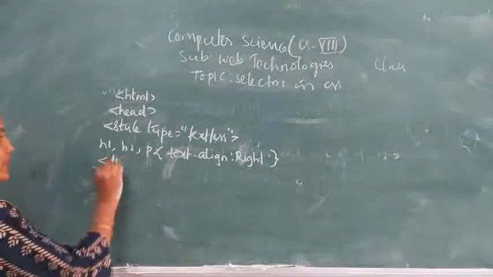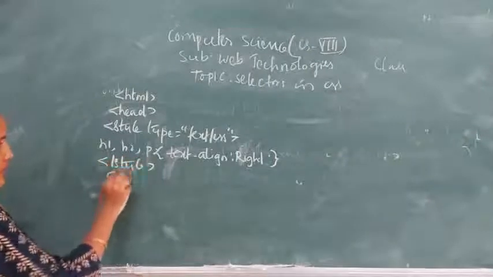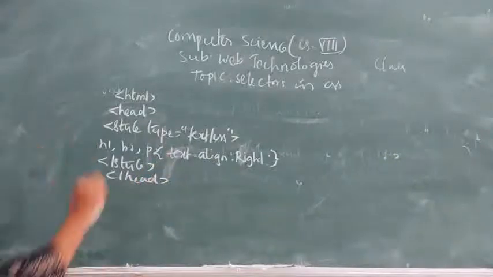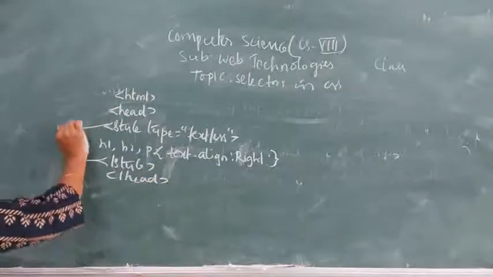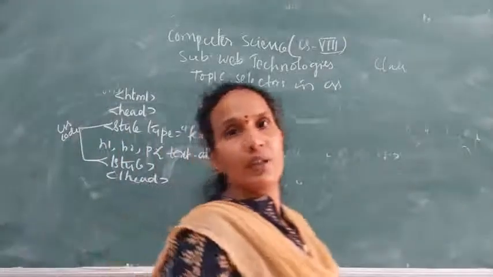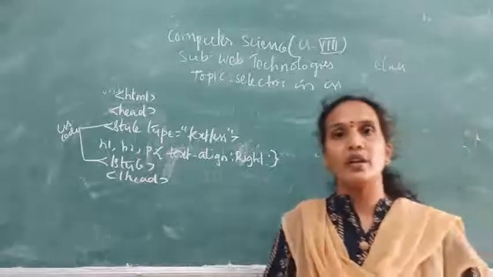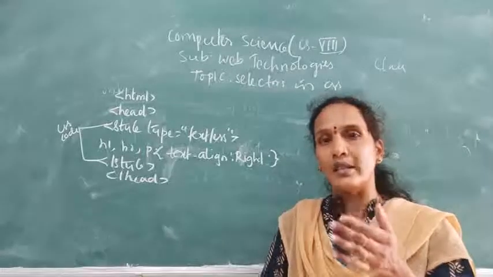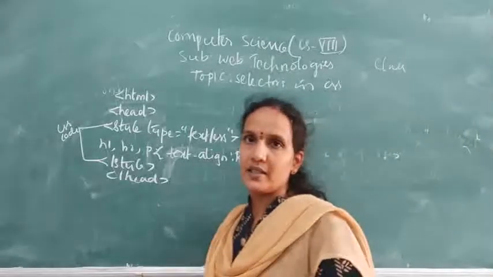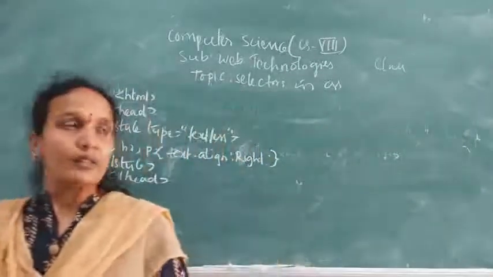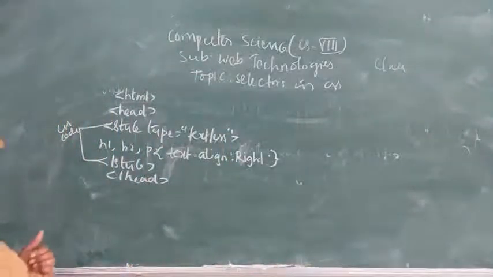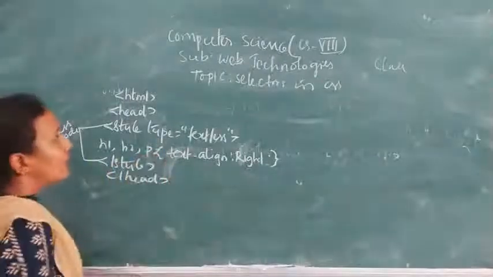Now I am closing the style. Between the style opening and closing, this is the CSS code. If you are including CSS code inside the style opening and closing in the head section, that type of style sheet is called an embedded style sheet. Now, for these three elements I want a common property. If you want to give a common property to the three elements, you can do it by using a group.